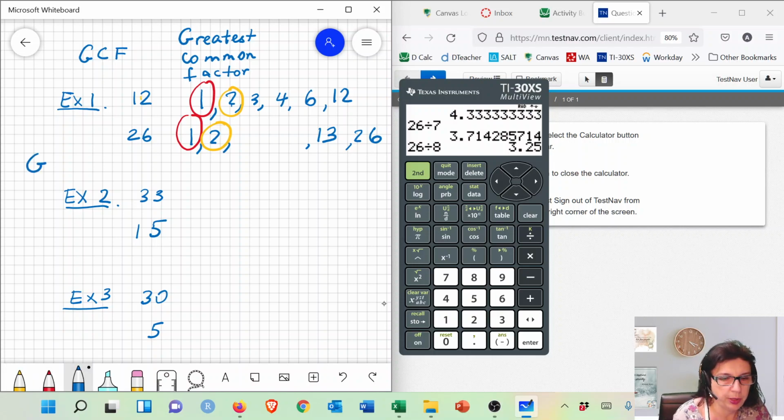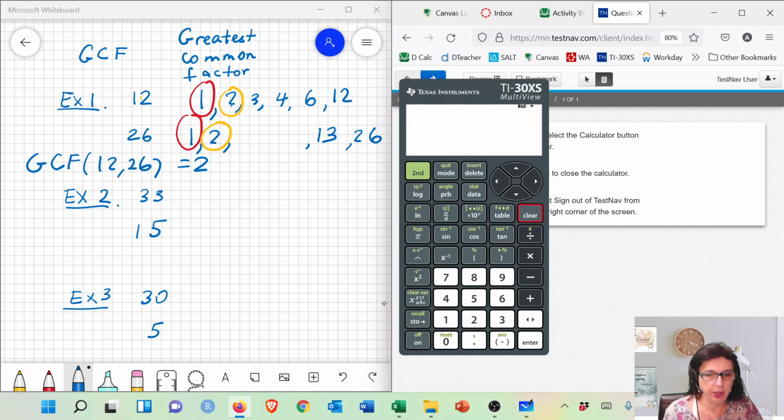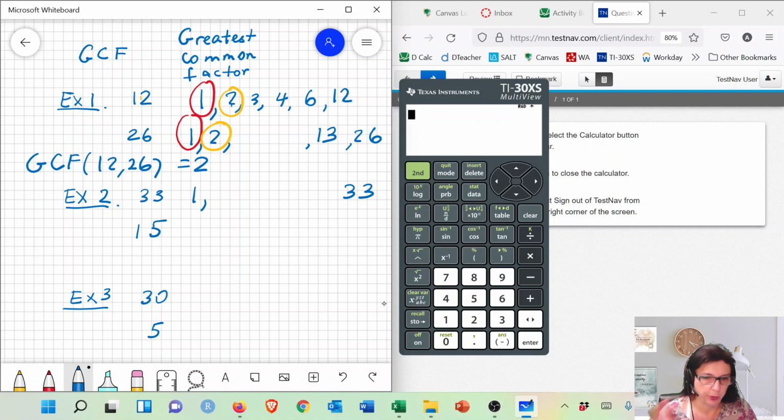Okay, so we're gonna put it like this: GCF of 12 and 26 is equal to 2. Okay, now let's quickly look at a couple more examples. So 33, 15. So start with 1, end with 33. Okay, 33 is not divisible by 2 because it doesn't end with an even number. So we know don't even try 2, it's not going to work.